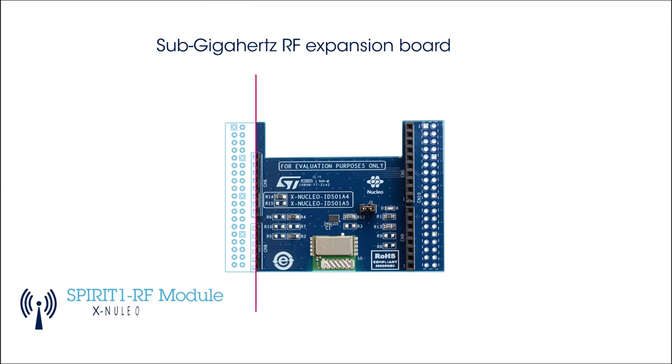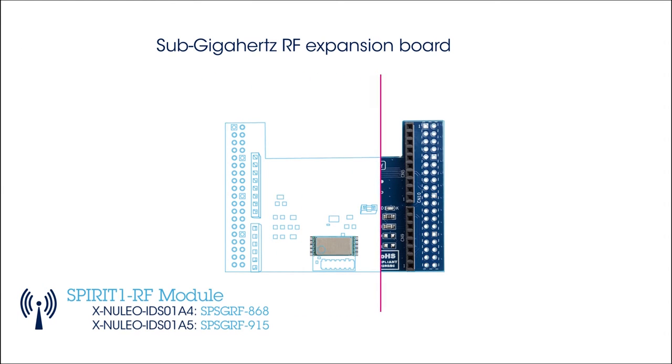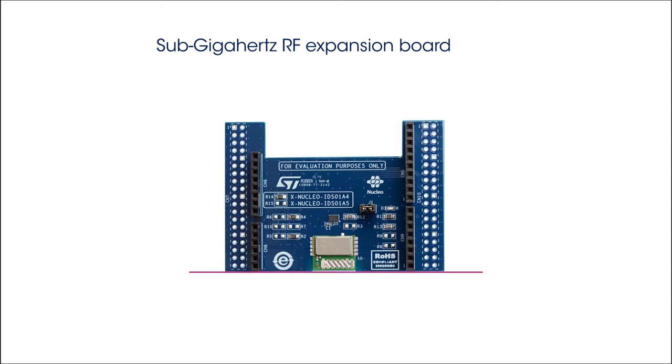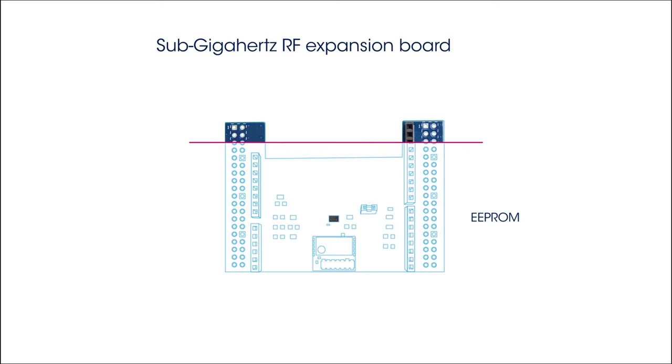The board is built around the Spirit 1 RF module, integrating a Spirit 1 sub-gigahertz transceiver, a balun, a ceramic antenna, and an SPI interface. The board also integrates an EEPROM to save data on board.